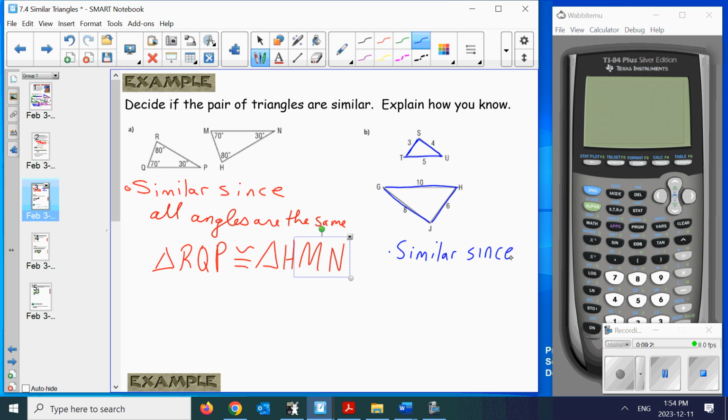Since. Now we've got to actually give the mathematical reasoning. 6 over 3 is equal to the side that's 8 over 4. Those are similar sides. And 10 over 5. They're all equal to 2. You see what I did? I'm showing that the ratio of 3 different sets of sides are the same. They're always equal to 2.